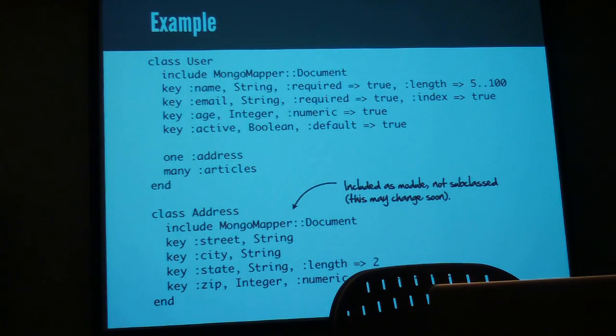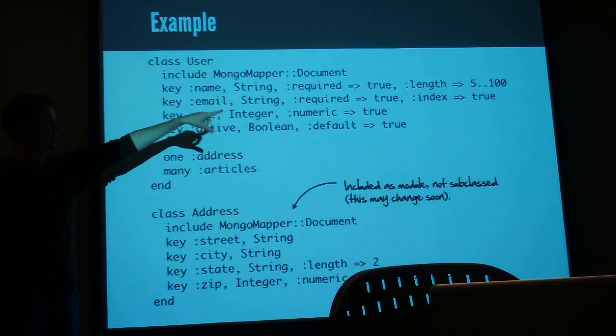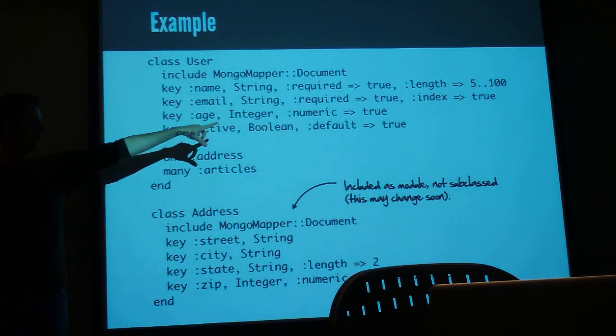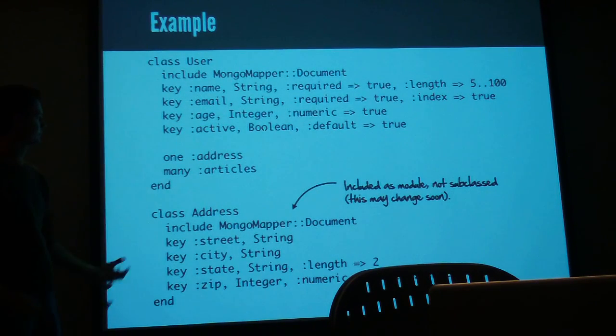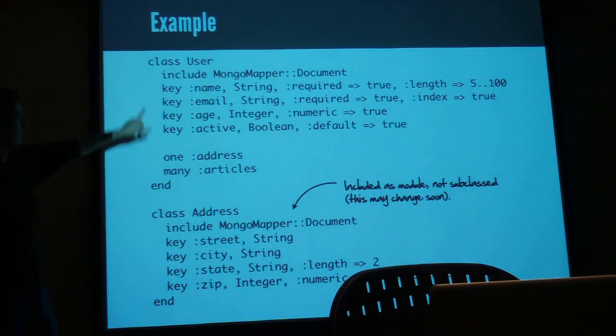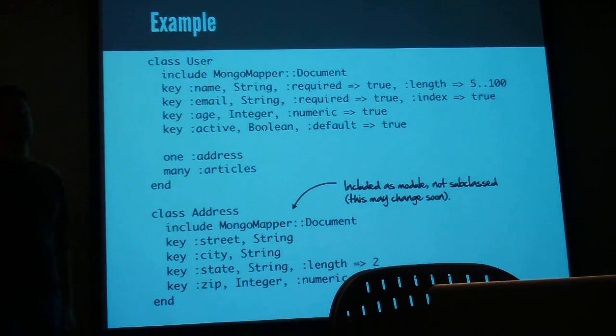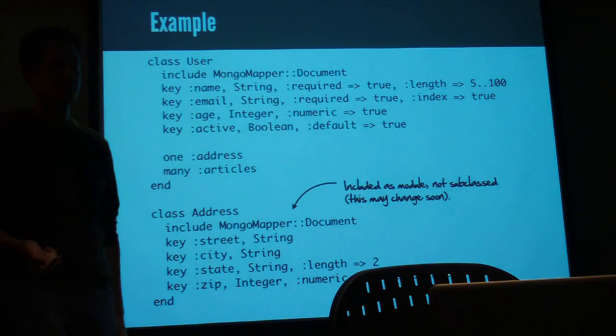This may change. There's been some grumblings on the group that since this is implemented this way, it makes it difficult to port a lot of plugins that assume an Active Record-y type subclass pattern. So that may change. But this is how you define your fields. Here we have a user and an address. Each of them have fields that are strongly typed, even validations inline, whether or not they're required, length, things of that sort. And then a user has one address and many articles, which isn't pictured here, so pretty straightforward.